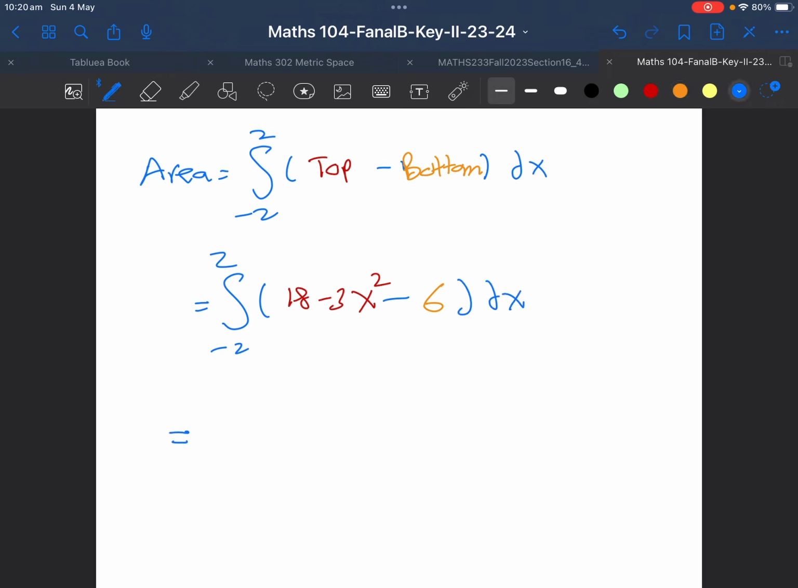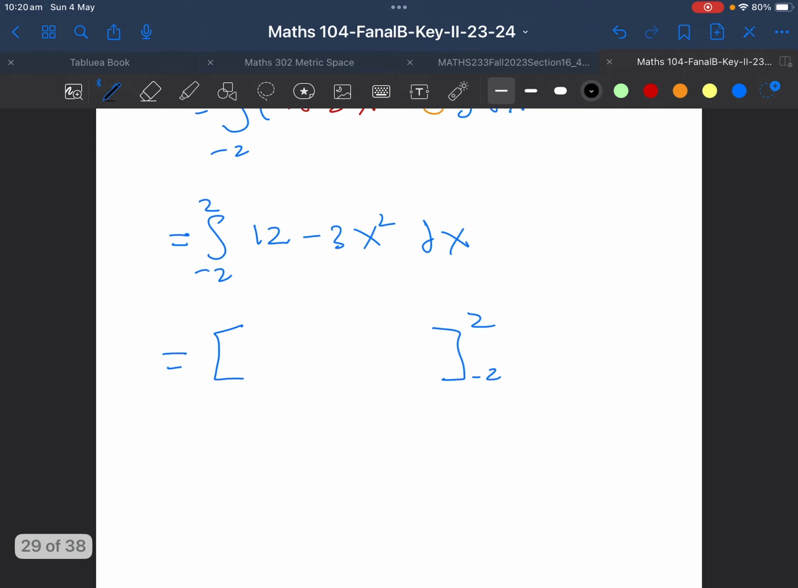Of course, you can now solve it directly, or you can simplify it. I'll simplify it. 18 minus 6, this is 12 minus 3x squared dx. Now this is just from negative 2 to 2. What is the integral of 12? It would be 12x minus x cubed. Why is it x cubed? Because the integral of x squared is x cubed over 3, and there is a 3, so it will divide.